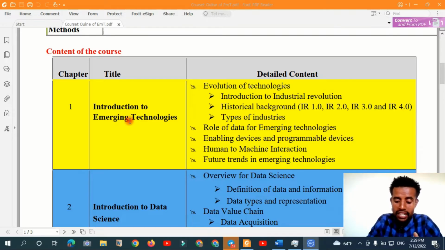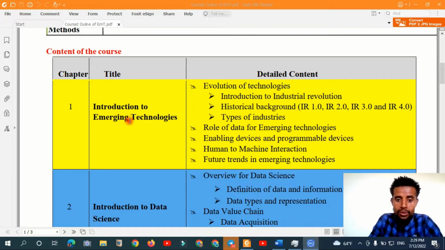To make everything smart, to make our way of life smart and easy, what do we need? We need technologies. But to develop any technology, what do we need? We need data. So data is the backbone of every technology. We'll see the role of data for every emerging technology.